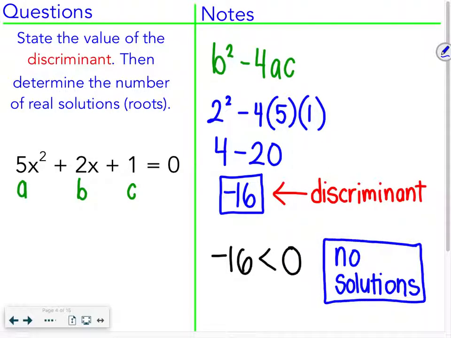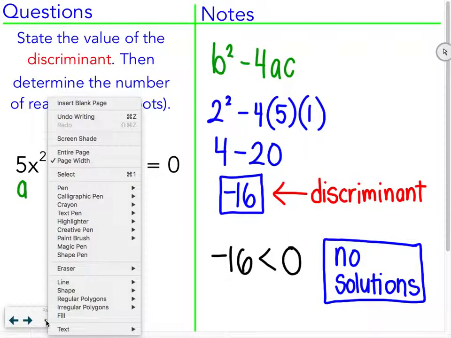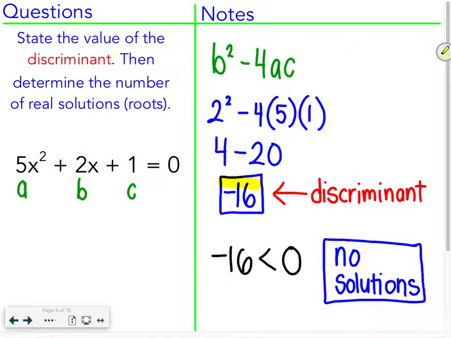So 2 parts to our answer here. The discriminant is negative 16. And that means there are no solutions for this quadratic equation, for this parabola.